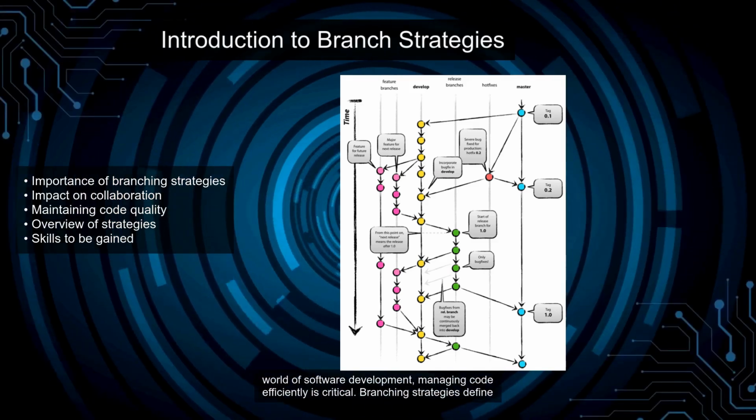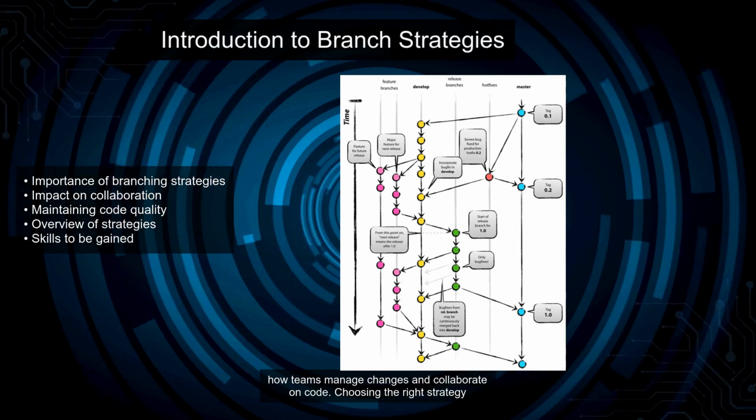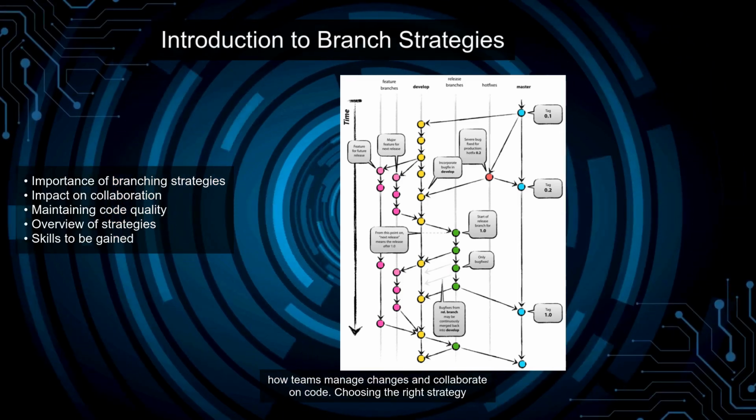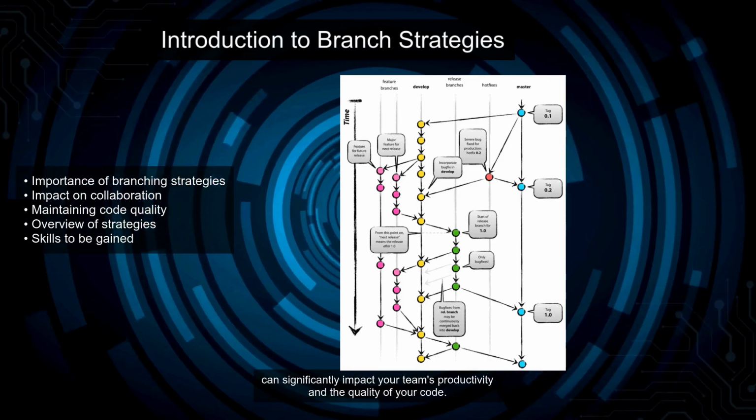In the world of software development, managing code efficiently is critical. Branching strategies define how teams manage changes and collaborate on code. Choosing the right strategy can significantly impact your team's productivity and the quality of your code.